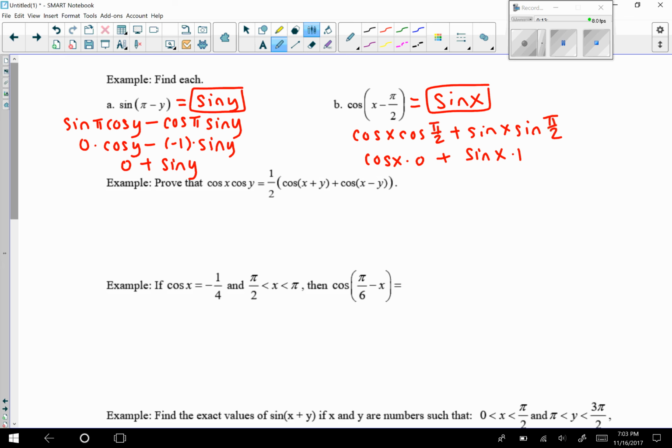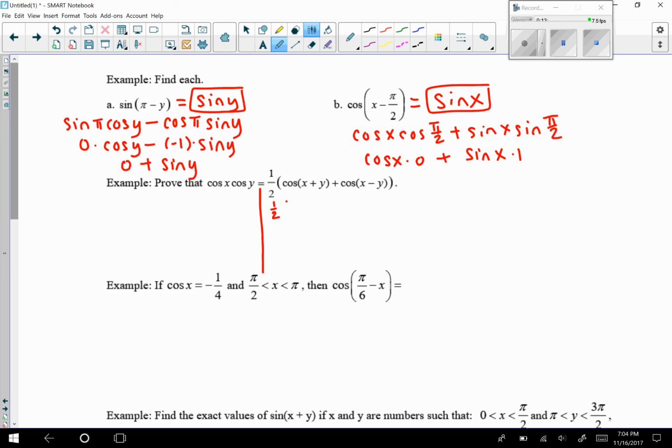For the next part now, we're going to do an identity. It says prove that the cosine of x, cosine of y is equal to 1/2 cosine x plus cosine y, and then plus cosine y minus cosine y. So of course, to do identities, you can only work with one side at a time.